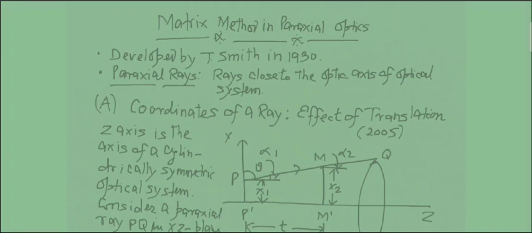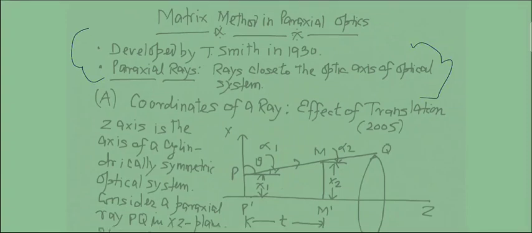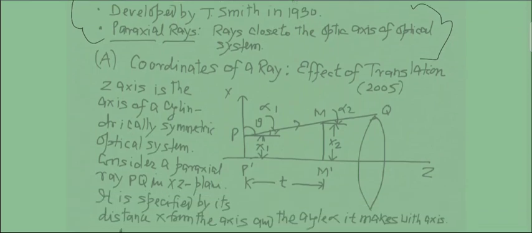So we will start with the coordinates of a ray, that is, the effect of translation. All these things I have already discussed in the previous class. Coordinates of a ray, the effect of translation, has also been asked in the year 2005. So suppose this is your paraxial ray PQ.